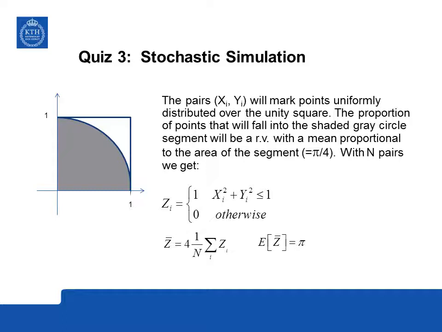And we calculate z bar as 4 times the average of z, which then will be, since the average of the z's will be pi over 4, then the average of z bar will be pi. And this concludes the first lecture.